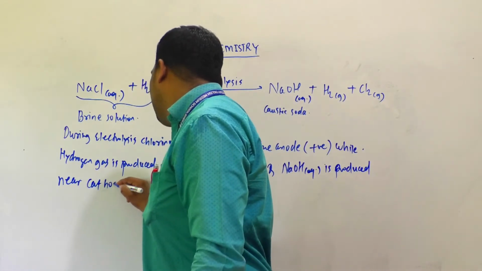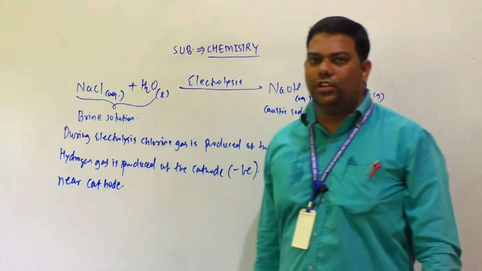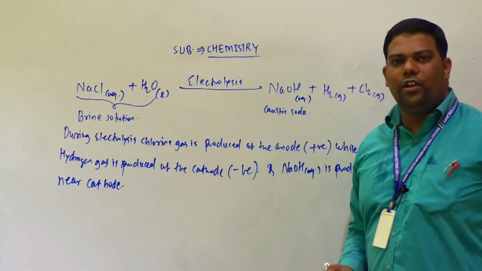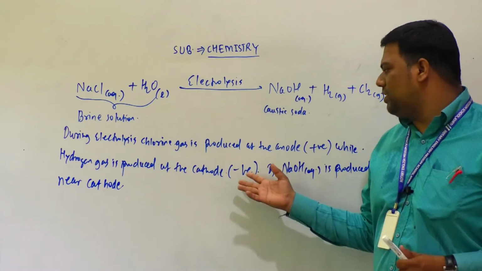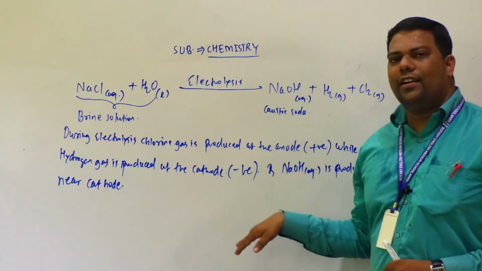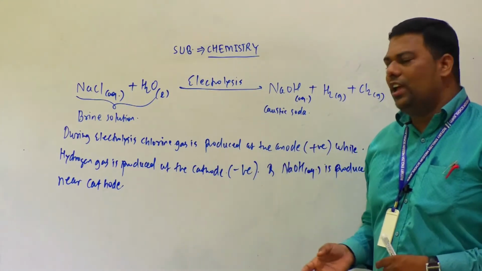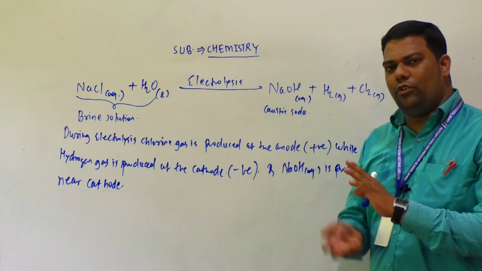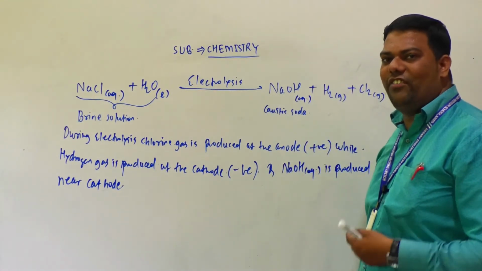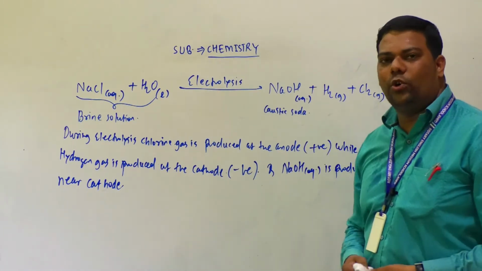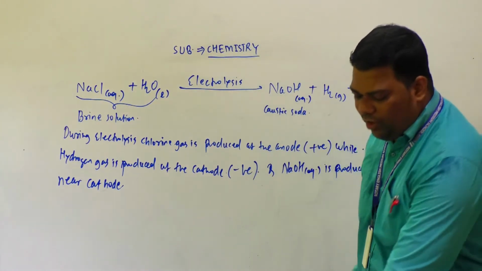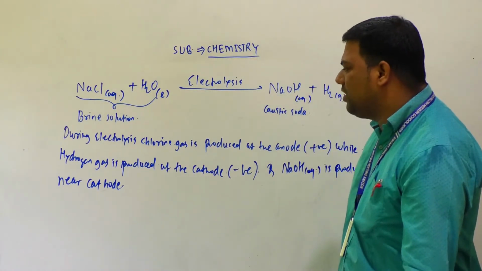Near the cathode. So why will the question arise, why is sodium hydroxide produced near the cathode? Because, as we discussed, your H plus, that hydrogen, will be produced near the cathode, that is negatively charged. And among Na plus and OH minus, Na plus is what? Highly reactive. So obviously, where will it go? Near the cathode, that is negatively charged. Understood? So it is one of the most important reasons.